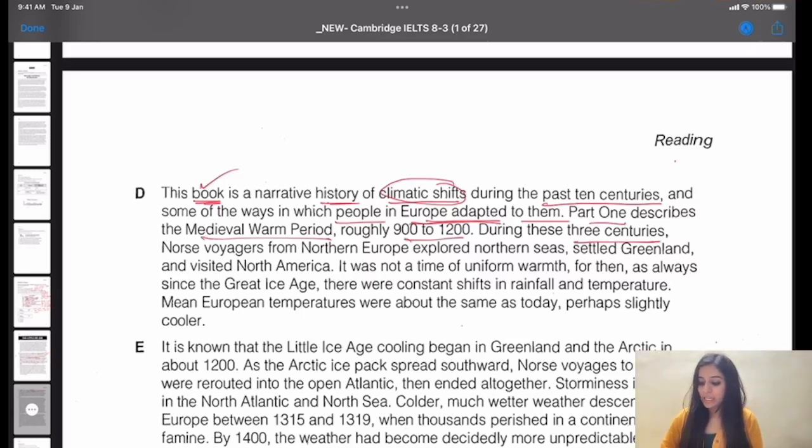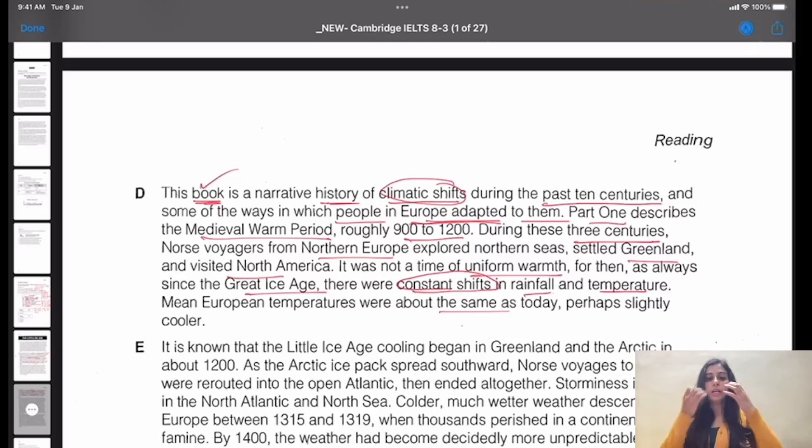During these 3 centuries, the voyagers from northern Europe explored northern seas, settled in Greenland, visited North America, blah blah blah. It was not a time of uniform warmth. For then, as always, since the Great Ice Age, there were constant shifts. Again, here we're talking about shifts in rainfall and temperature. There are changes. Mean European temperatures were about the same as today, perhaps slightly cooler.